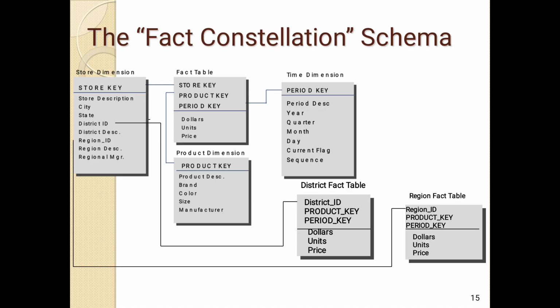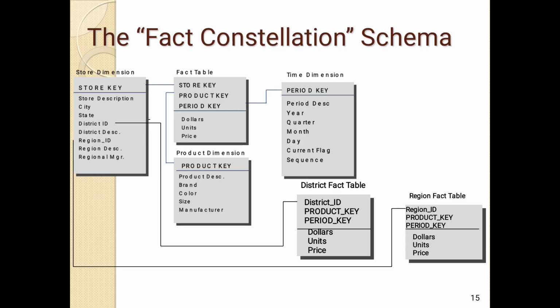Now the fact constellation schema. Consider a store key. The store description gives us city, state, district ID, region ID, and a regional manager. The fact table has a store key, product key, and period key. We have 3 dimensions: store, product, and period.